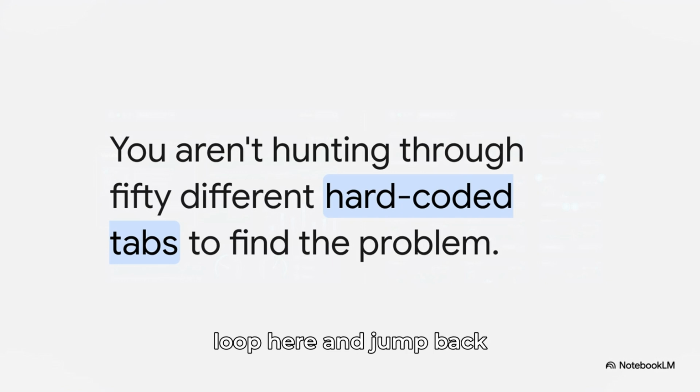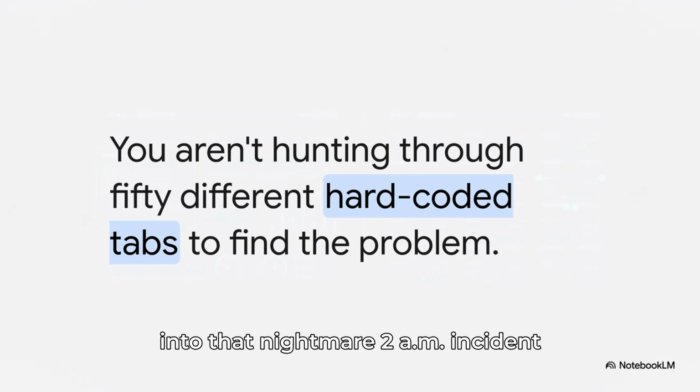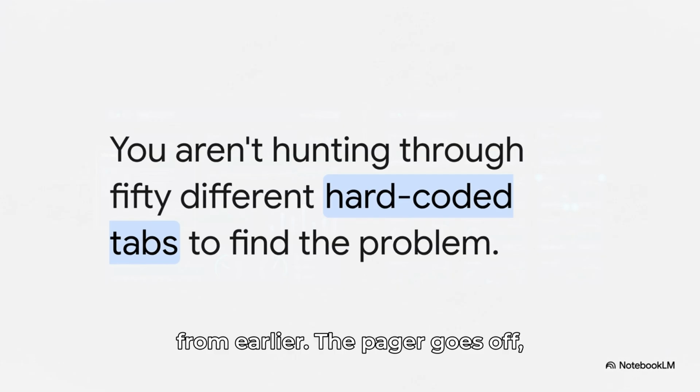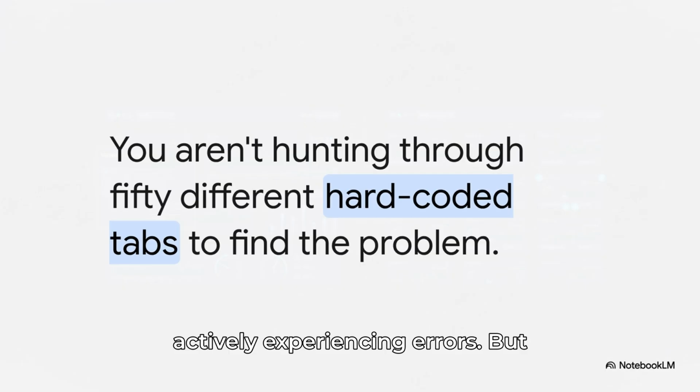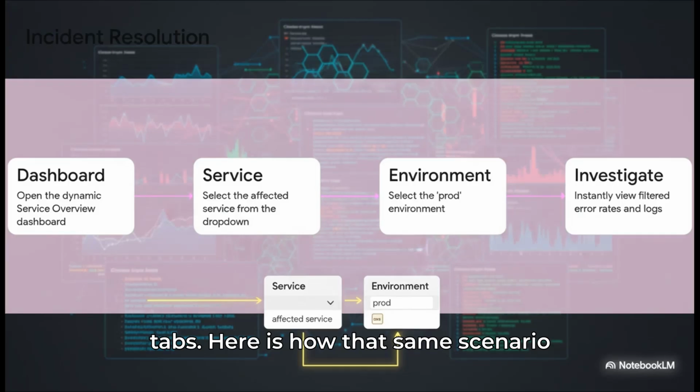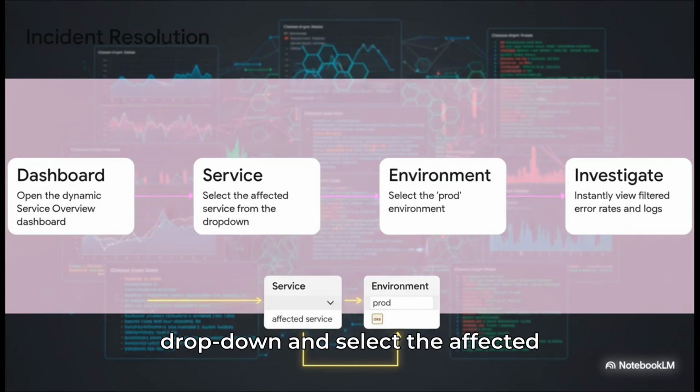All right, let's take a breath and bring this all back to reality. Let's close the loop here and jump back into that nightmare 2 a.m. incident from earlier. The pager goes off, you're exhausted, the stakes are sky high, and your customers are actively experiencing errors. But this time, things are different. You aren't hunting through 50 different hard-coded tabs. Here is how that same scenario plays out now. You open your one single dynamic service overview dashboard. You click the service dropdown and select the affected service. You click the environment dropdown and hit prod. And instantly, your error rates, latency graphs, and Loki logs filter right down to exactly what you need to see.